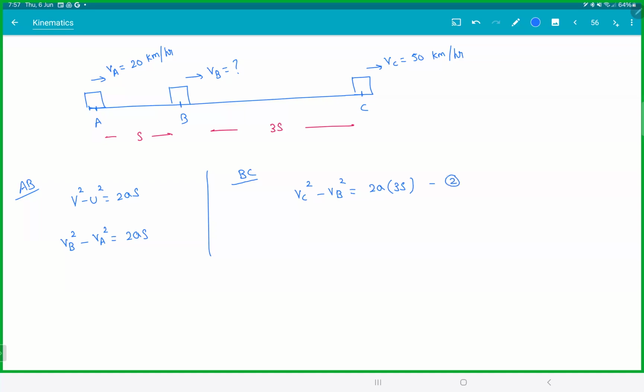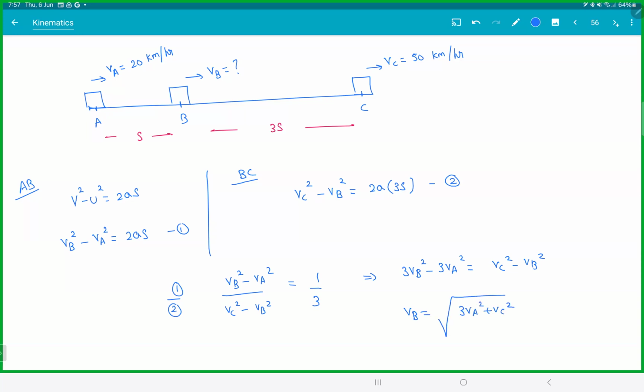So this is equation 2 and this is equation 1. So just divide equation 1 by 2. You get VB square minus VA square by VC square minus VB square would be in 1:3 ratio. Cross multiply. 3VB square minus 3VA square is VC square minus VB square. You end up with VB equal to root over 3VA square plus VC square by 4. You substitute the values, you end up with root 925 kilometers per hour.